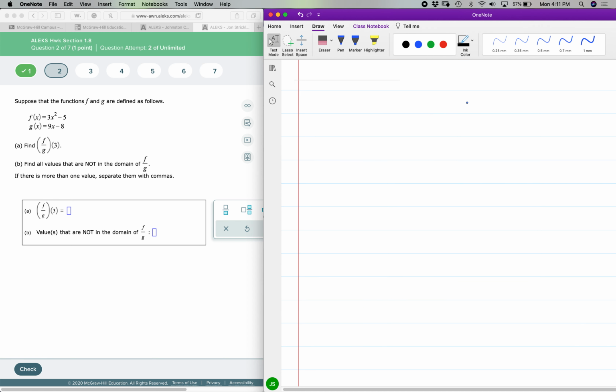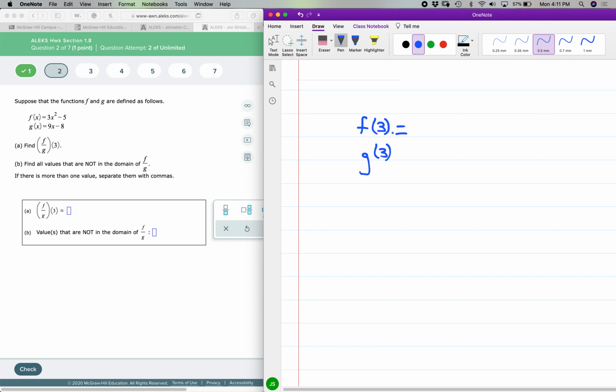And checking, the result is correct. Now, suppose that the functions f and g are defined as follows: f of x is equal to 3x squared minus 5, and g of x is equal to 9x minus 8. In part A, it says to find f over g of 3. We're going to involve both f of 3 and g of 3, and we can use either the specific or the general case in advance.